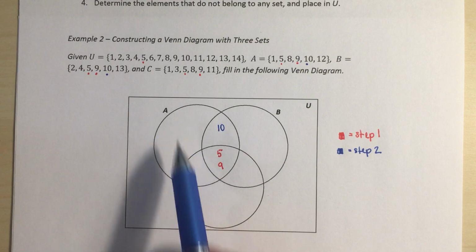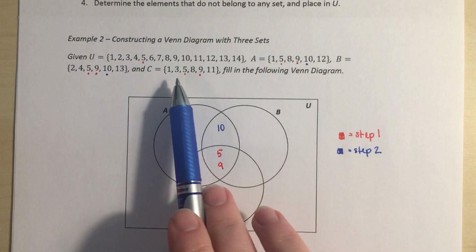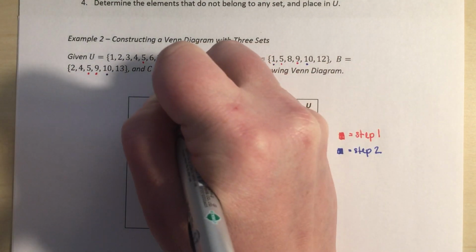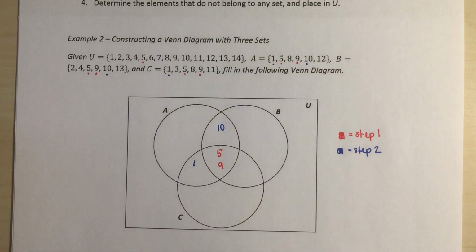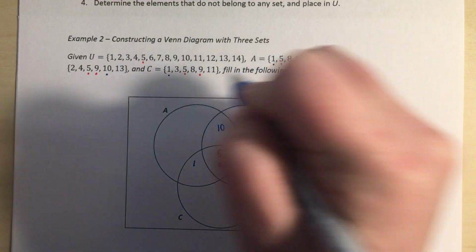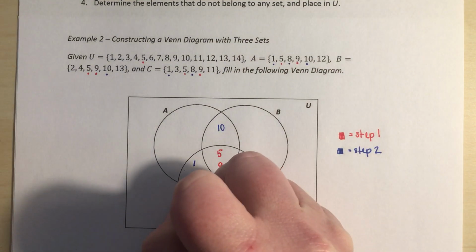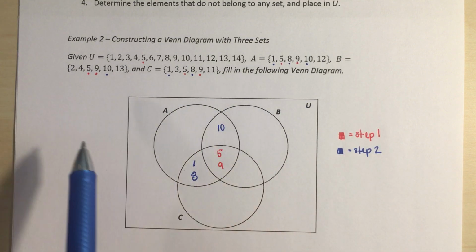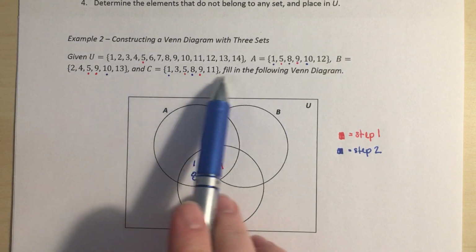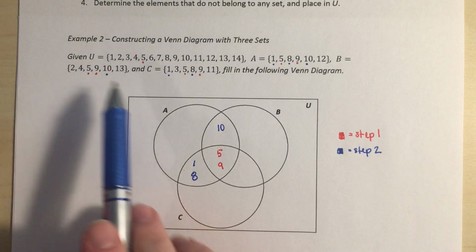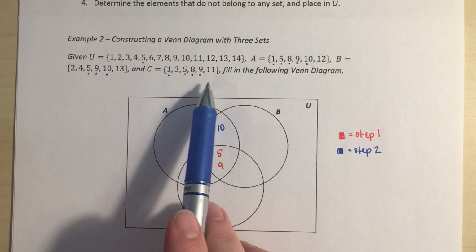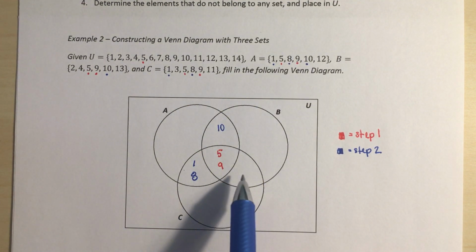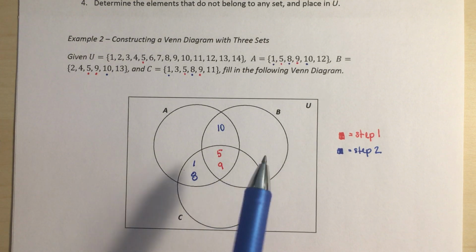Now we're going to compare A with C. A and C both have the number 1, so we're going to put 1 in this region, and they both have the number 8, so we're also going to put an 8 in this region. If we compare B and C, 2 and 4, well, over here this has a 3, that doesn't have a 3. This one has a 13, that one has an 11. So B and C don't have anything that overlaps. We're just going to leave region 6 blank because we don't have anything that's in sets B and C.